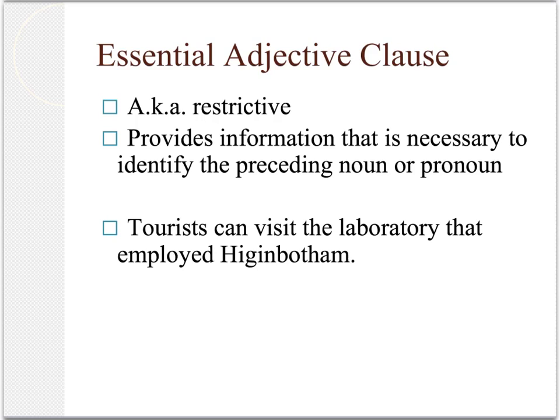For example, tourists can visit the laboratory that employed Higginbotham. If we take out the clause that employed Higginbotham, we're left with tourists can visit the laboratory. It doesn't really specify who these tourists are and why they're important. So this is considered an essential clause because this information helps us to better understand.